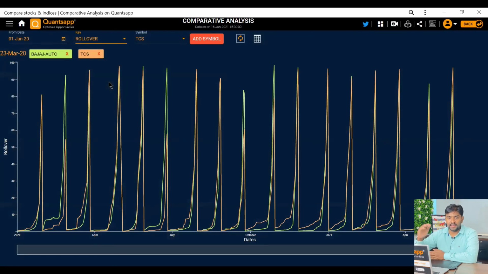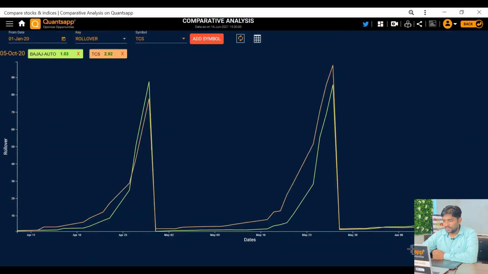Simultaneously, you can check the rollover also, how much rollover is actually happening in these two stocks over the period of time, right? Let me come to the recent value, understand this thing. See, in the last expiry, the rollover that happened in TCS is almost 97%, right? And Bajaj Auto, it is 85%. Likewise, you can do the comparison of any particular stock.